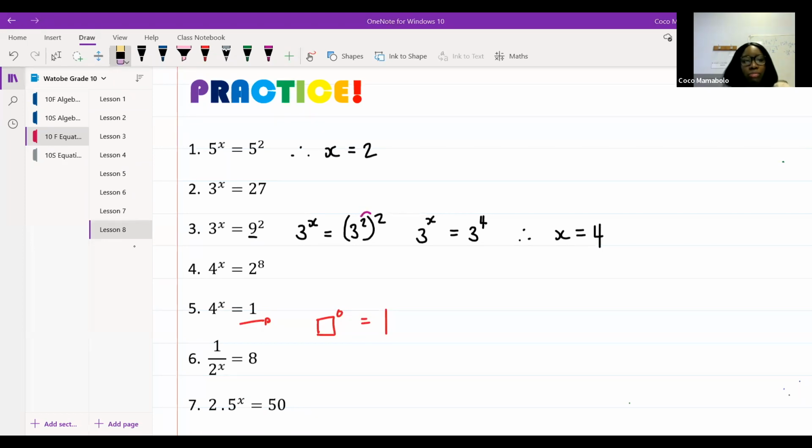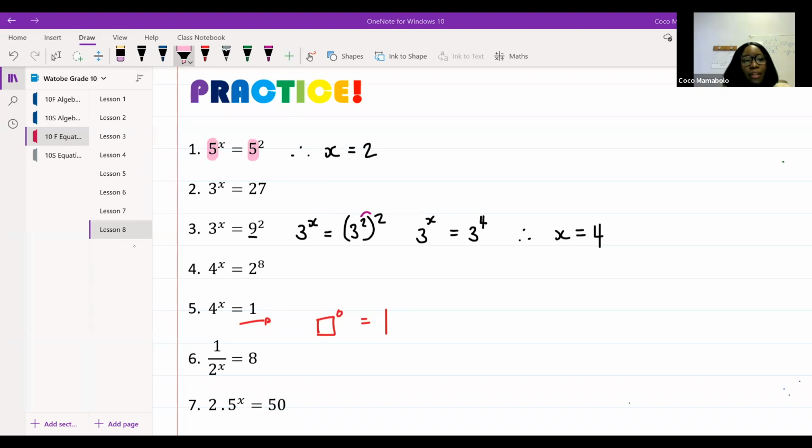Oh, she's gone. All right, guys. So Nomaza has just said something very important. The only way I can compare two things is if they have the same base. That's okay, my sweetie. I need you to put your hand up so that I can unmute you. So this has a base of 5 and this has a base of 5. That's the only way we can.